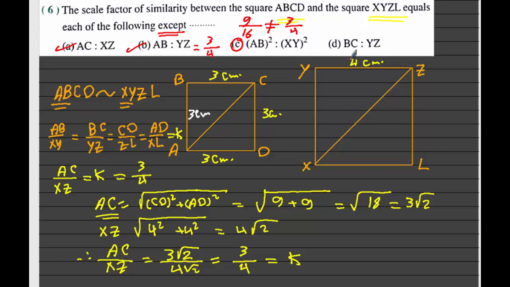Here we have BC over YZ. Where is BC? BC equals 3 and YZ equals 4. So BC over YZ also equals 3 over 4. It is equal K and it is not the exception. So we choose letter C. Here is the answer, letter C, because AB square to XY square is not equal to the scale factor, not equal to 3 over 4.